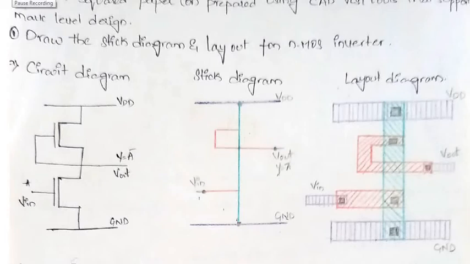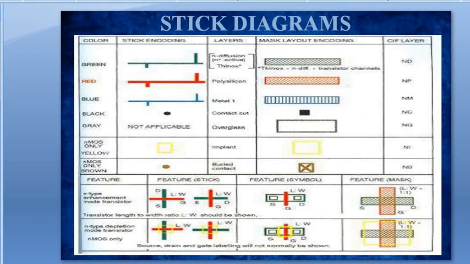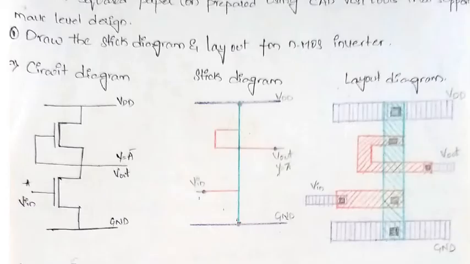Before we go to the layout diagrams, let us go back to the stick diagrams tabular column. In it, green is used for N diffusion or P diffusion. Polysilicon has left slanting lines, see the difference, metal has straight lines, and for the contact cuts you use a black square box. The question asked is to draw a stick diagram, this is the stick diagram, and a layout diagram for your NMOS inverter.